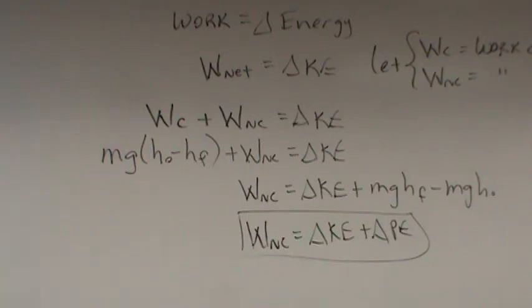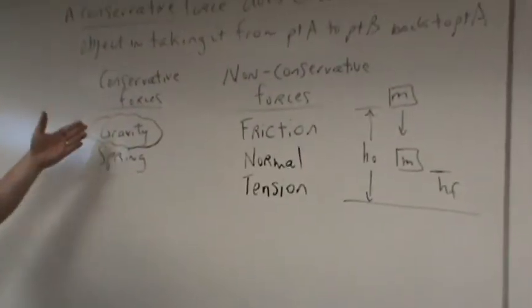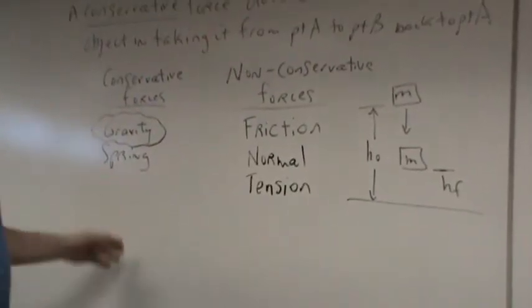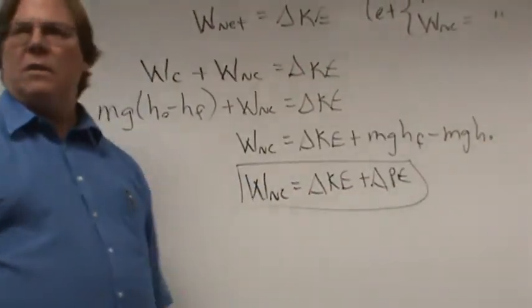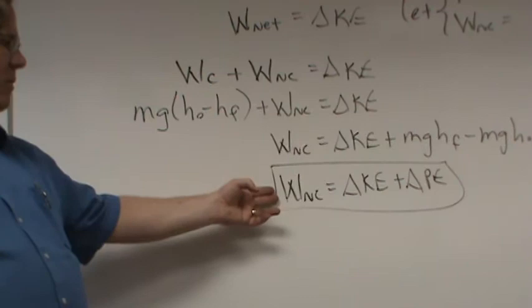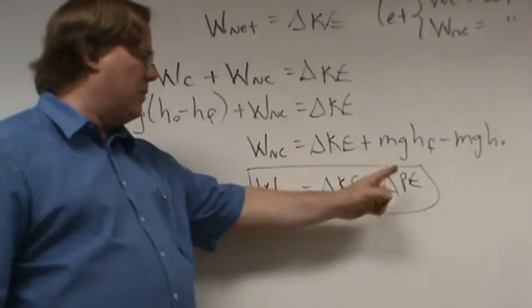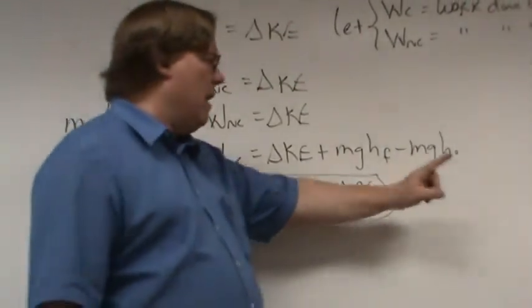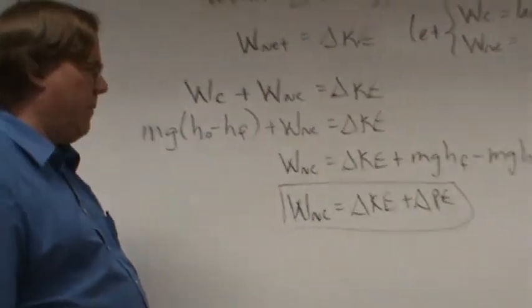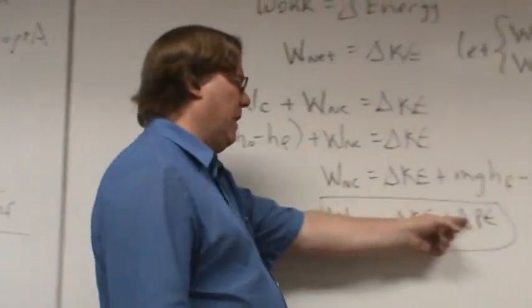As we learn about more potential energies, as we learn about spring potential energy and electrical potential energy, that just adds more items right here on our equation. Then I'll end up with the work by non-conservative forces equals change in kinetic energy plus change in gravitational potential energy plus change in spring potential energy plus change in electrical potential energy. But for now, all we know is gravitational potential energy.